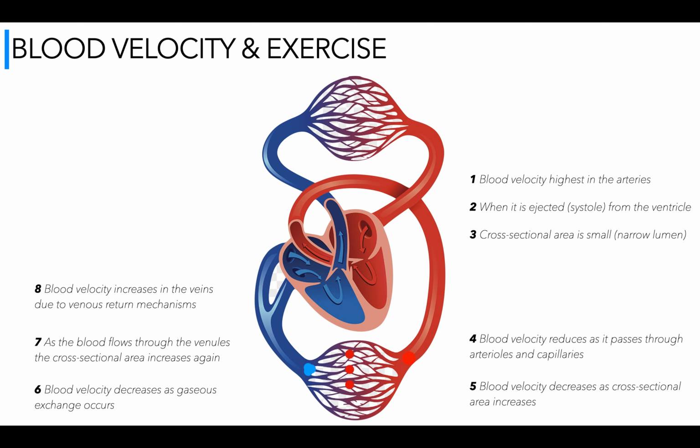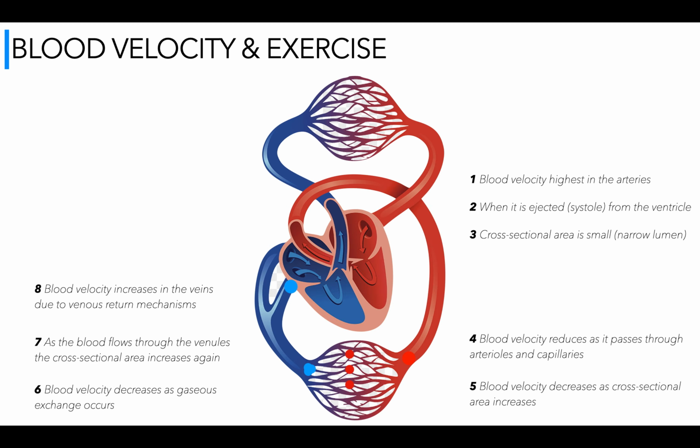So blood velocity increases as it meets again in the vein due to their mechanisms. Okay? So it meets again and goes back to the right atrium. So we had a little increase in the velocity there due to the venous return mechanisms. So our key points about velocity here are it's the highest in the arteries.